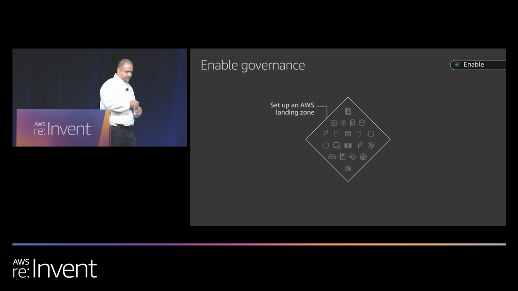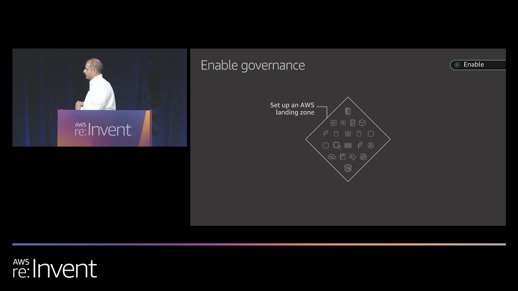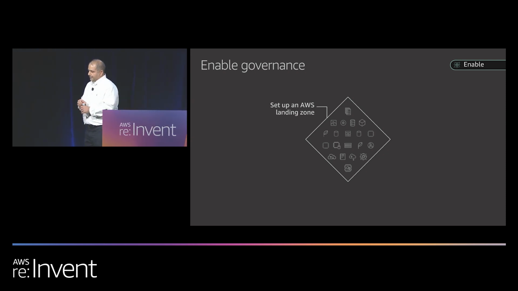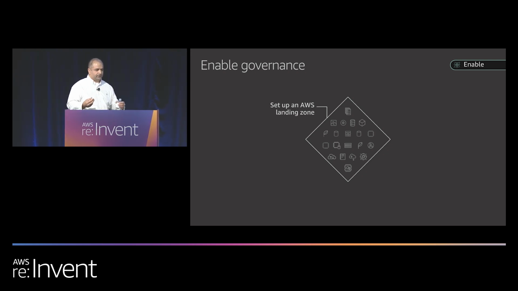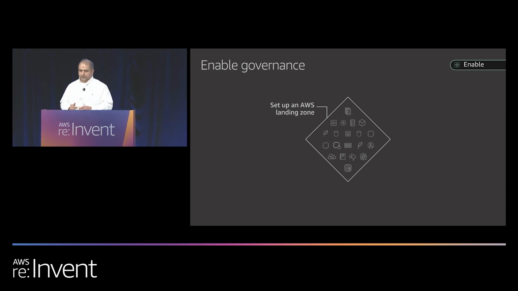So the first foundation is to be able to build a landing zone within AWS. So AWS landing zones, we announced it a couple of years ago. It's a baseline foundation of how I set up my environment. So how many accounts do I have? What are the baseline accounts I need to be able to govern in my AWS environment, and be able to scale that out.